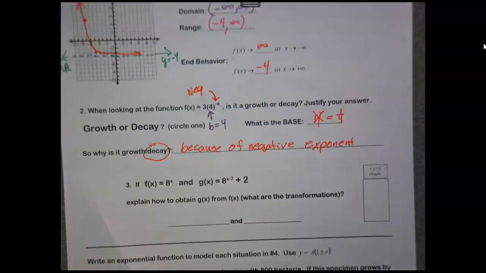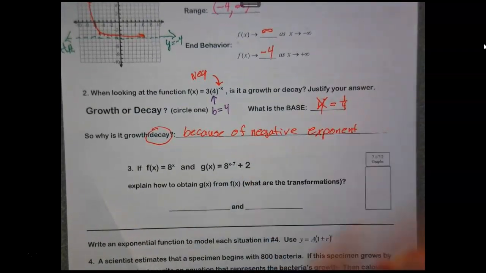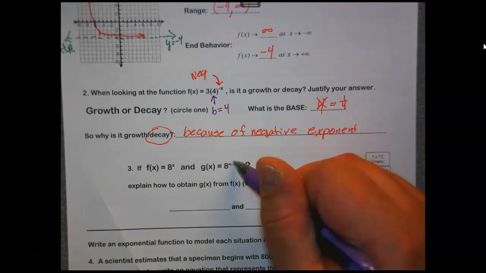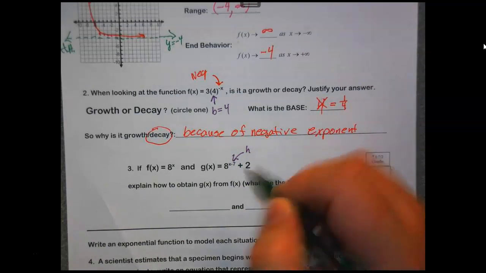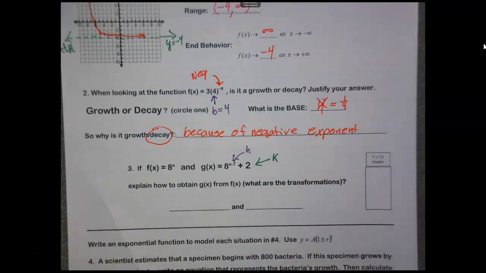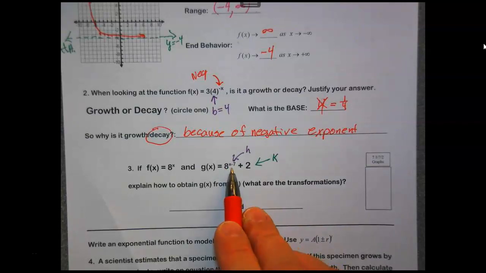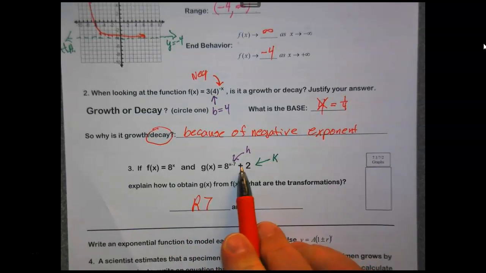Our transformations are h and k's. Here's my h, and here's my k. So in this particular problem, remember our h is the opposite sign, so I'm going to go to the right 7 and up 2.